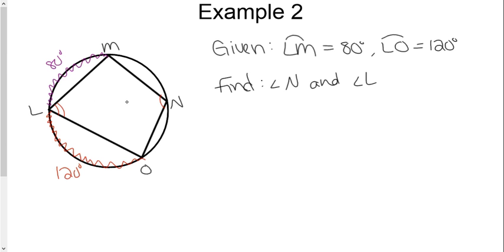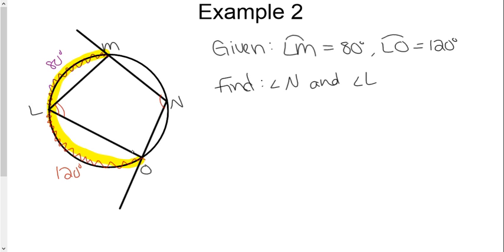Well, if you notice, these angles are opposite each other, so you can bet that the theorem we had first is going to come into play, where opposite angles are supplementary. But we're not given anything about the angles. But we do know, if you look here, if I extend the sides of angle N, you notice that it intercepts this big arc MLO.